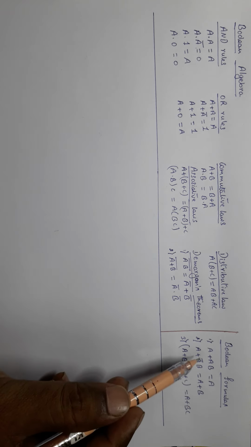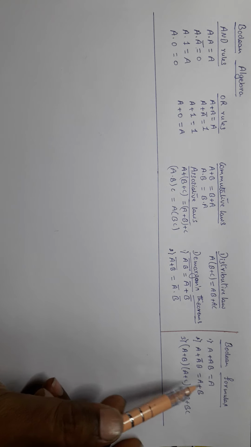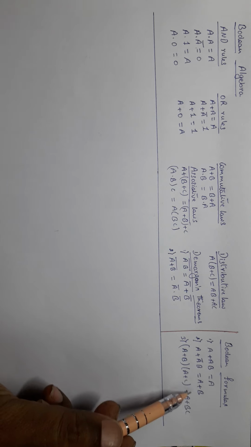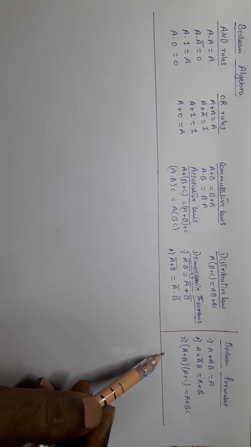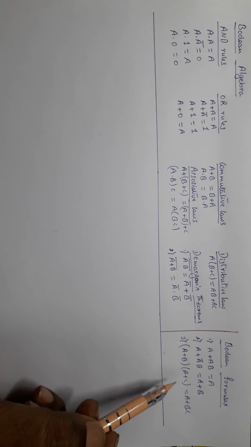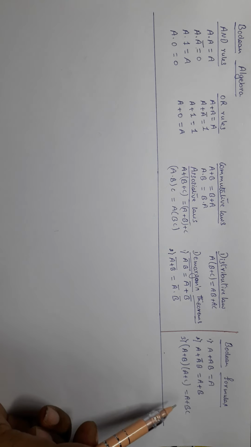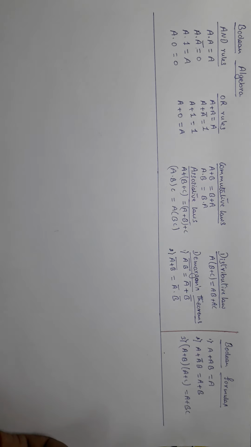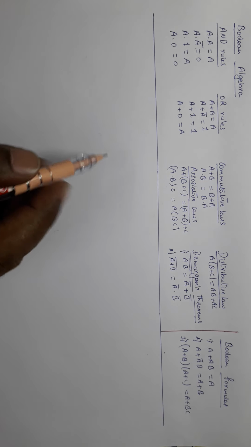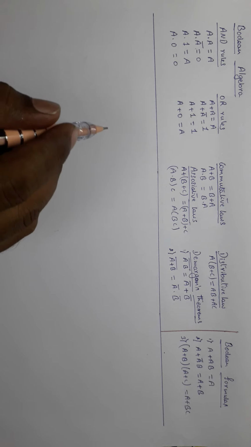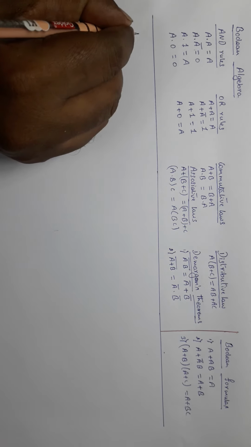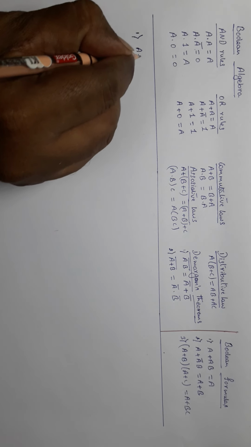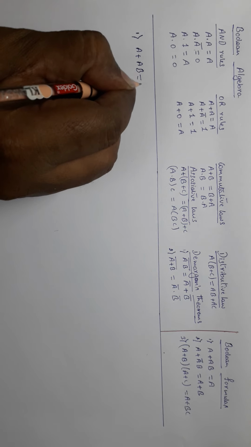Some Boolean formulas. First, A plus AB equals A. Second, A plus A complement B equals A plus B. Third, A plus B into A plus C equals A plus BC. We can prove the first formula, that means A plus AB equals A.